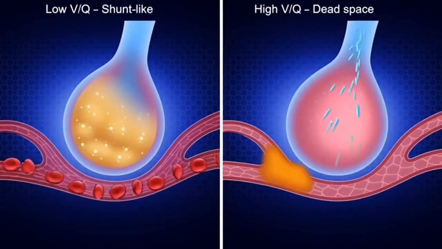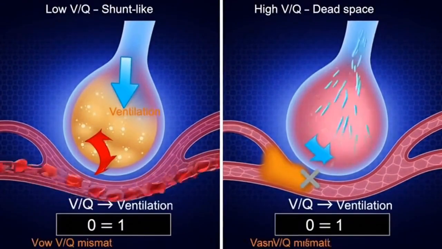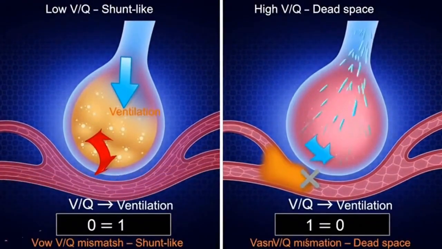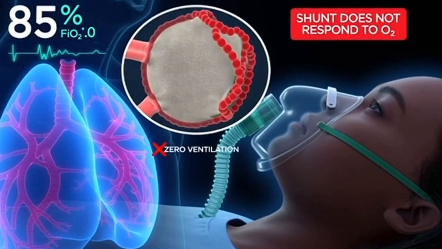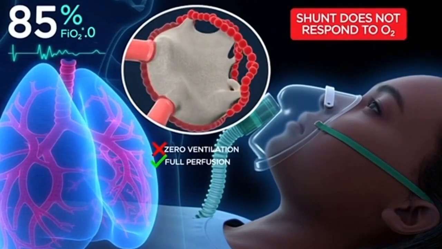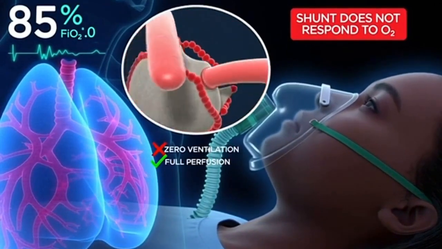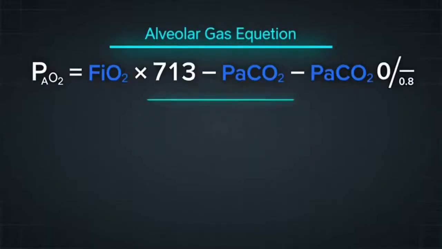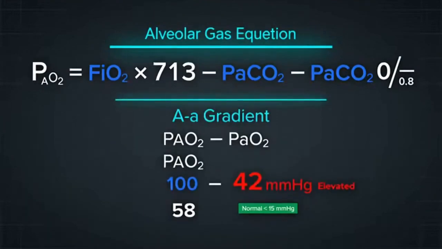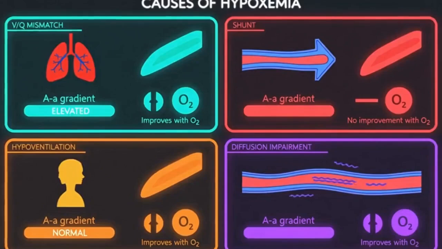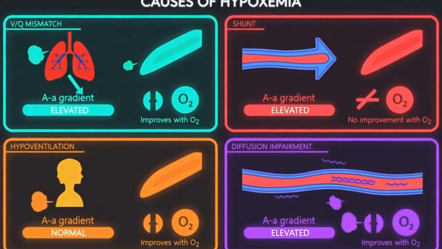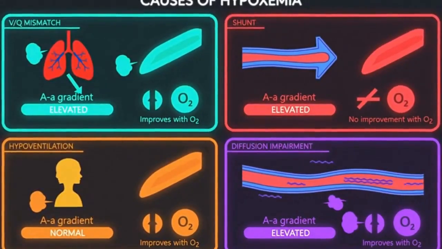An elevated AA gradient with hypoxemia points to a pulmonary cause, VQ mismatch, shunt, or diffusion impairment. A normal AA gradient with hypoxemia points to hypoventilation as the cause, low inspired oxygen at altitude, or neuromuscular respiratory failure. Diffusion impairment is the fourth cause of hypoxemia.